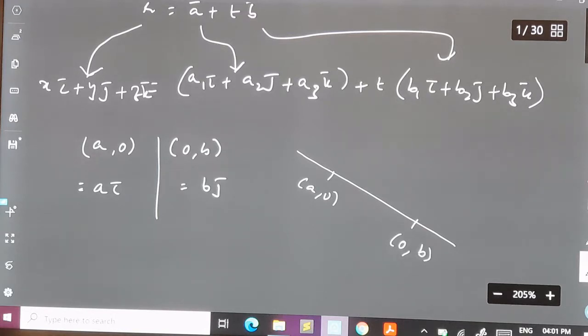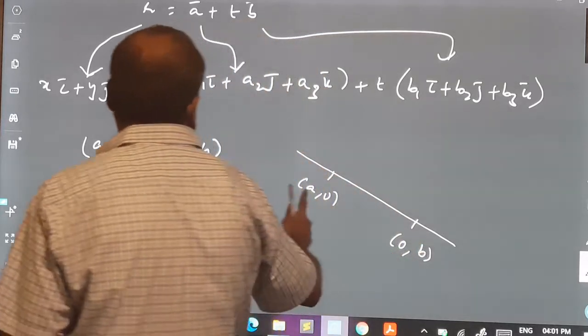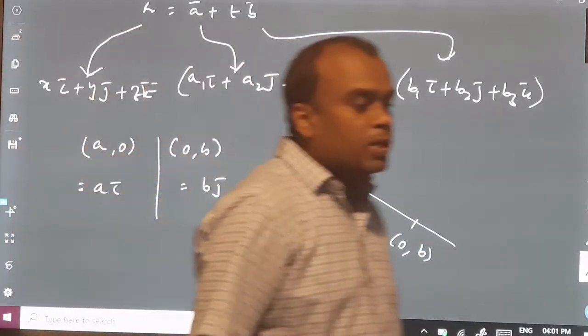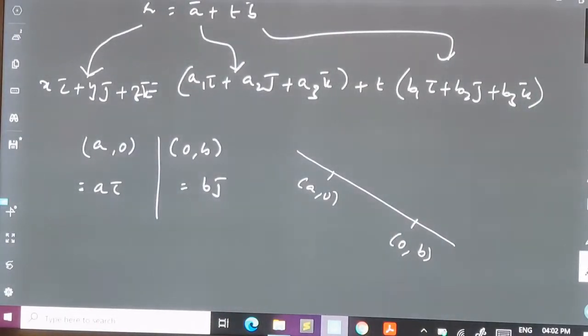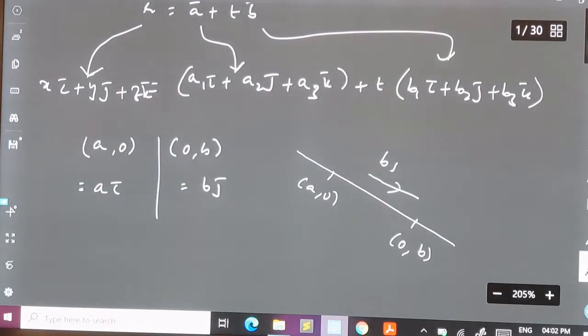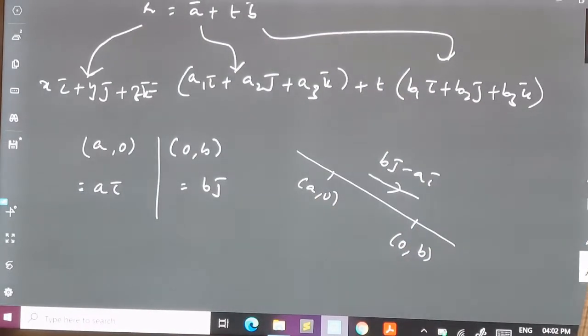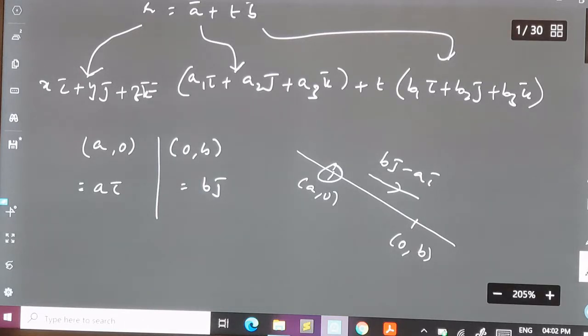Now I make a vector along the line. For the vector along the line, we know that this minus this gives a vector along the line. So this minus this, b j bar minus a i bar, is a vector along the line. Now we have a vector along the line and we have a point on the line. You can take any point. For fun I am taking this point. This point is nothing but a i bar.